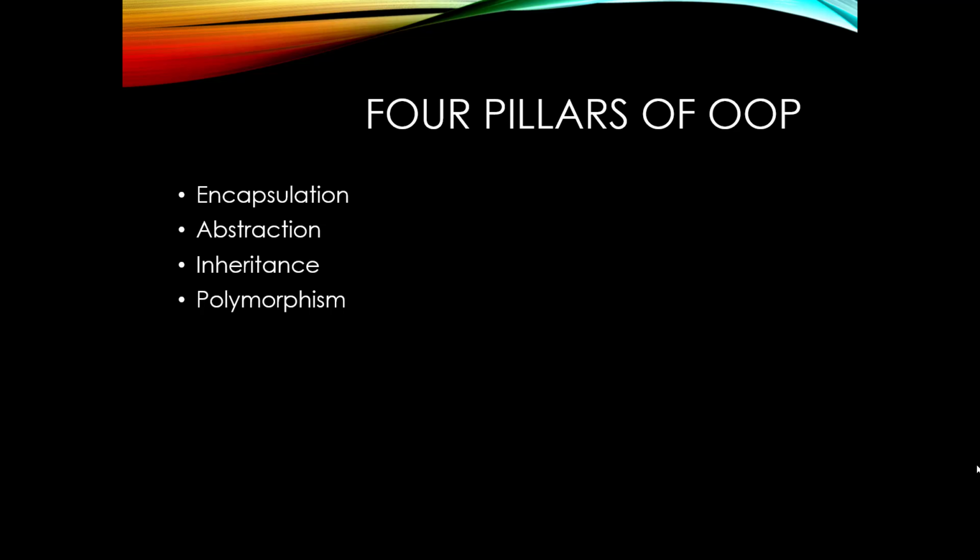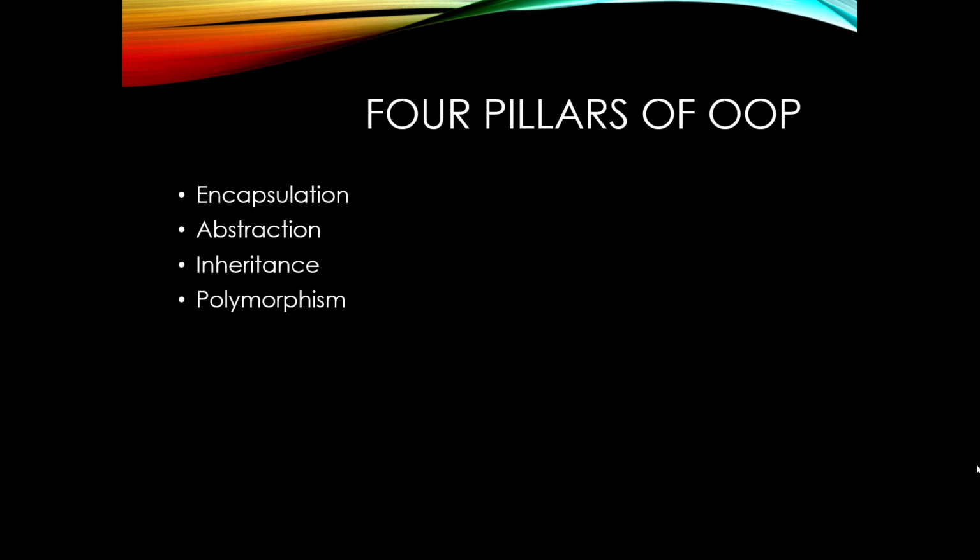Now let's explore the 4 pillars of object-oriented programming that act as its foundation. Number 1, encapsulation. Think of encapsulation as putting your code into a box. It bundles data and the methods that operate on that data into a single unit, the object. This protects the data and ensures that it is used correctly.